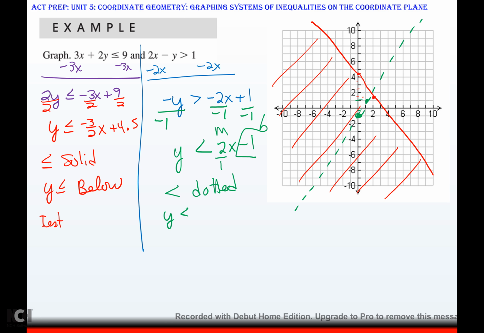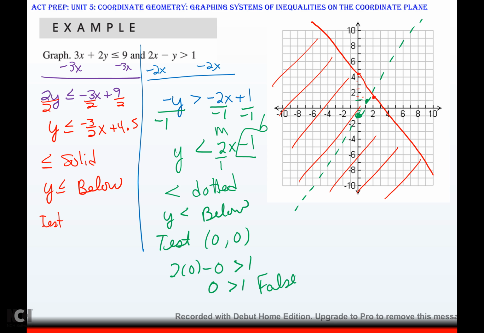Because it's pointing at y, that means I'm going to shade below, but we should test a point. So I'm going to test 0, 0. 2 times 0 minus 0 is greater than 1. Is 0 greater than 1? No, that's false. So wherever 0, 0 is, which is on this side, I don't want to shade there. I want to shade on the other side.